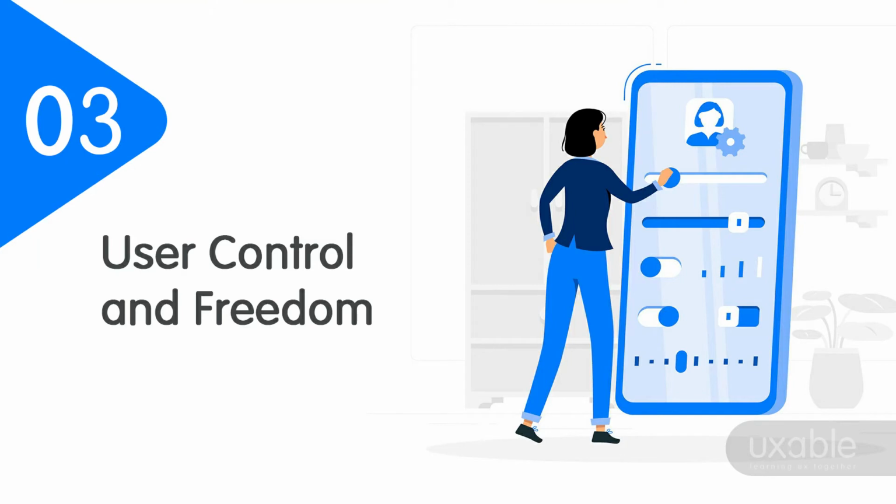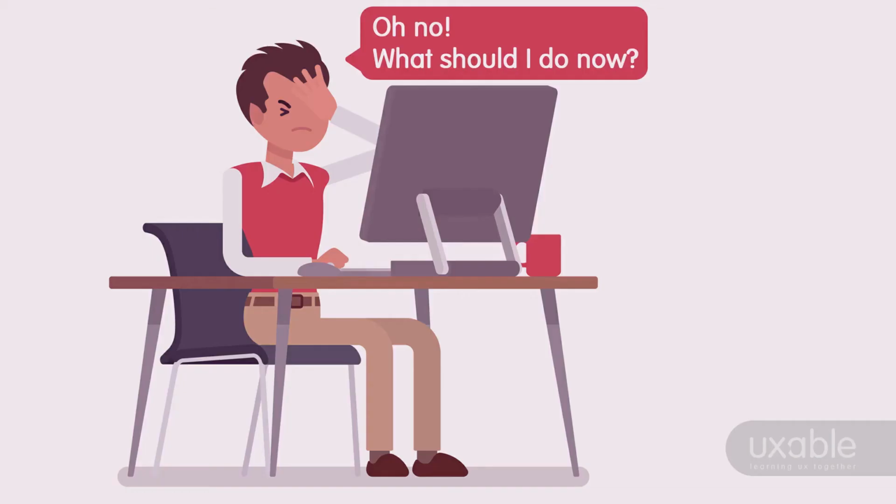Now let's see what is user control and freedom, the third heuristic. Users often choose system functions by mistake and will need a clearly marked emergency exit to leave the unwanted state without having to go through an extended dialogue, with support like undo and redo. Let's jump into the example of user control and freedom.